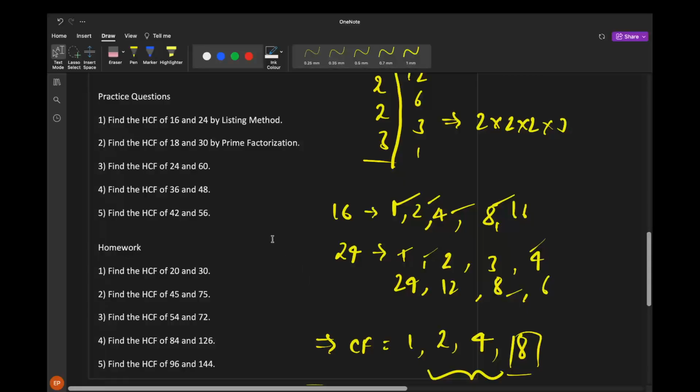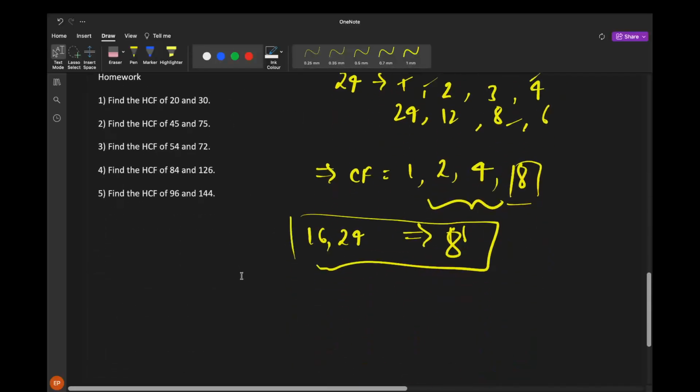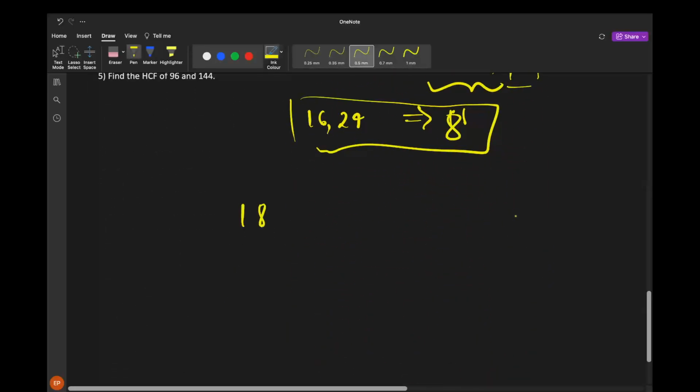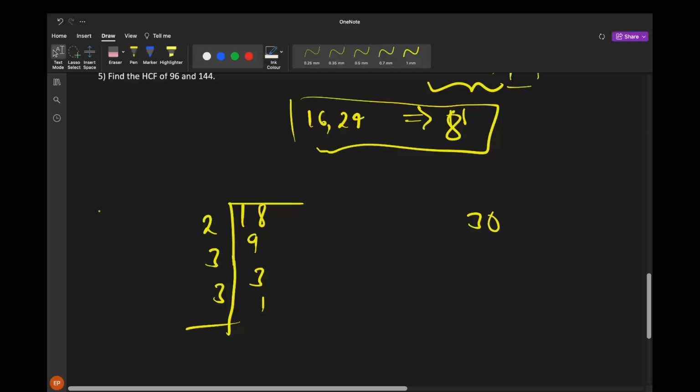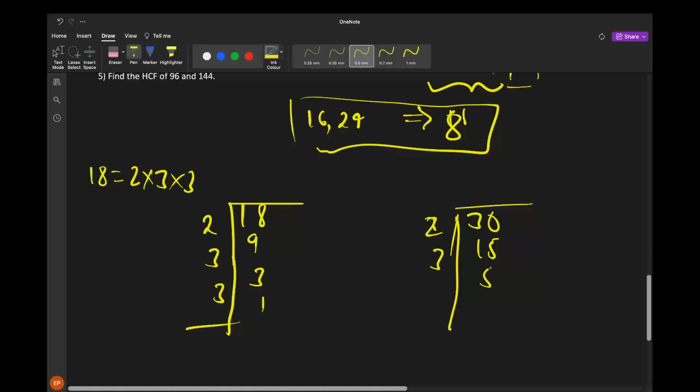And for 18 and 30 using prime factorization. For 18 and 30 we have to find it by prime factorization. 2 9s are 18, 3 3s are 9, 3 1s are 3. So 18 can be written as 2 into 3 into 3. What about 30? Let's solve. 2 15s are 30, 3 5s are 15, 5 1s are 5. So 30 can be written as 2 into 3 into 5.